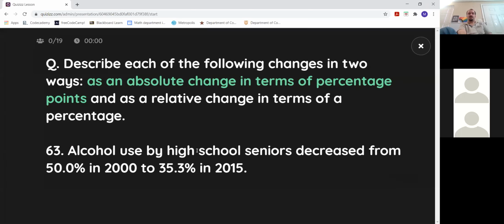Describe each of the following changes in two ways: as an absolute change in terms of percentage points, and as a relative change in terms of a percentage. So this one, we want to do percentage points. Alcohol use by high school seniors decreased from 50% in 2000 to 35.3% in 2015. So again, this is kind of a review of the absolute change and the relative change that we just did, but now we have vocabulary words that we have to add there.